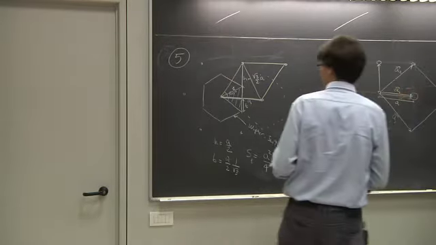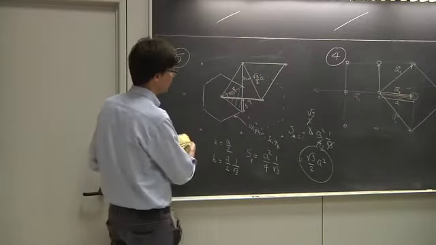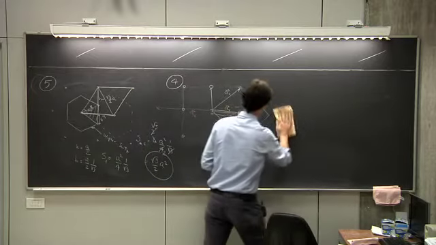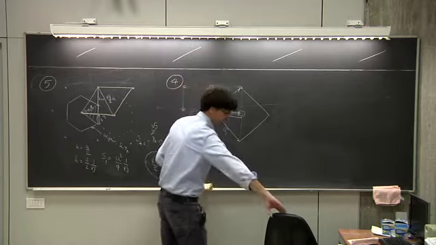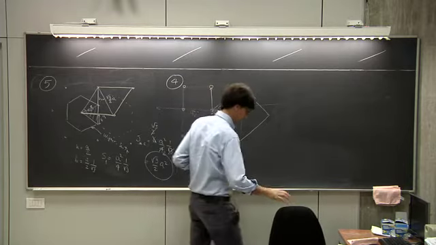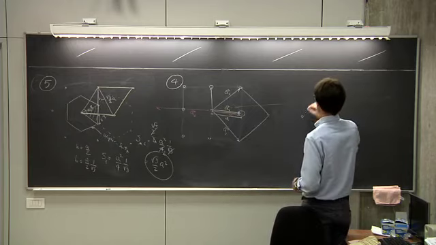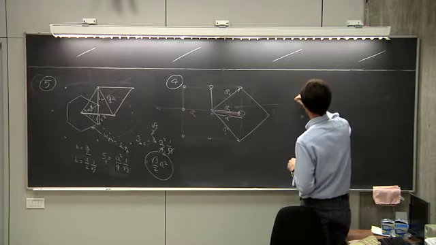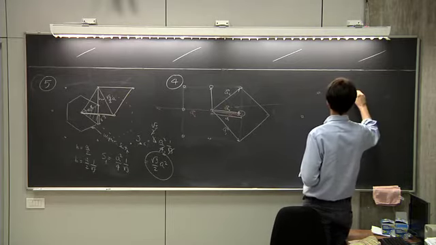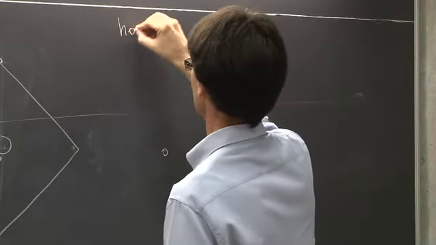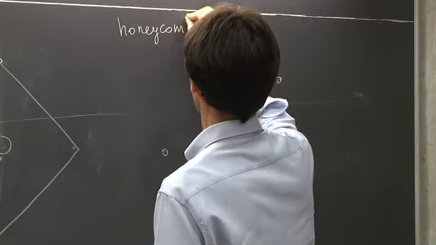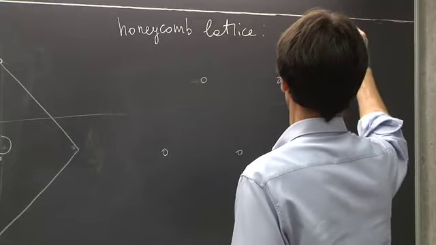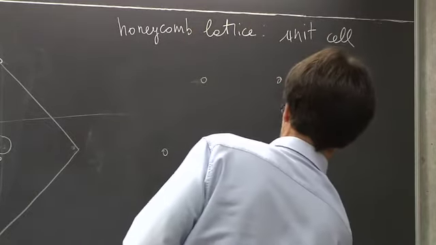So let me take this opportunity, since you asked the question, to do it here. I think the honeycomb lattice is a very good example. So let me construct the honeycomb lattice, right? I will do it by first constructing the triangular lattice. So I'm now discussing the honeycomb lattice, and I'm discussing the unit cell of the honeycomb lattice.